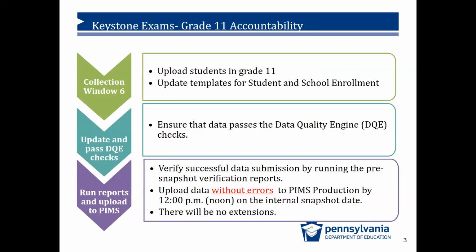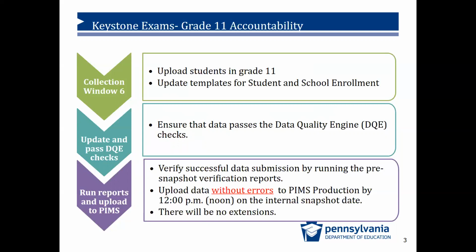There are two templates, student and school enrollment, that need to be updated and uploaded in Collection Window 6 to make sure that the data passes the Data Quality Engine rules. Correct data for all students in Grade 11 must be submitted for Keystone Exams Grade 11 Accountability Internal Snapshot. The Keystone Exam Grade 11 Accountability PIMS submission is utilized for accountability attribution for Keystone Exam tested results data. Every student who tests in a Keystone exam must be matched back to a PIMS record.